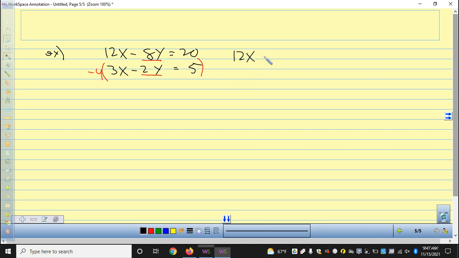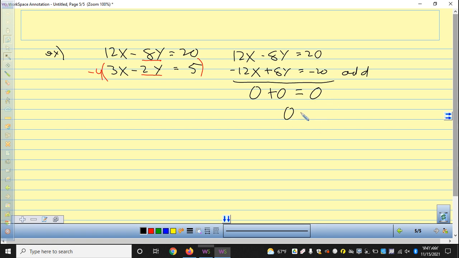So I have 12x minus 8y equals 20. Make sure I do my multiplication here. Negative 4 times 3 is negative 12x plus 8y equals negative 20. I'm going to add these together. 12x minus 12x is 0. Negative 8y plus 8y is 0. 20 minus 20 is 0. I get 0 equals 0. That tells me, yes, I have an infinite number of solutions.